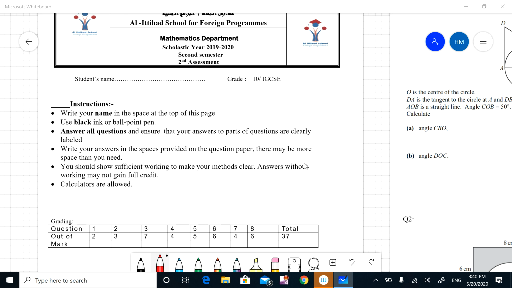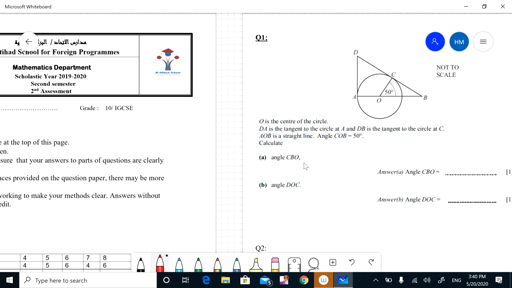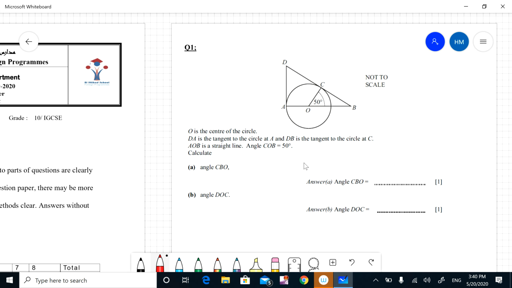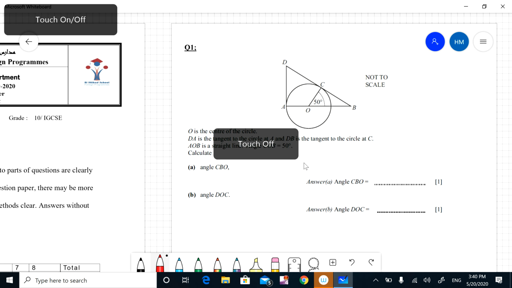Today we'll continue the revision for our material, and today I'm going to resolve again the second assessment exam in order to know what exactly your mistakes were in this exam. I will start with the first question. The first question is about geometry. As you know, it's a circle theorem.